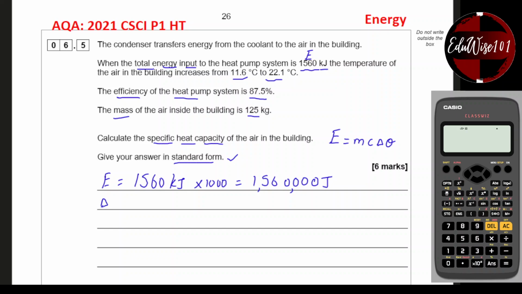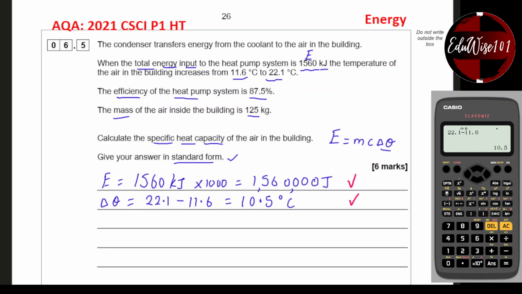Now the temperature change, delta theta, because you need to find the temperature change. That's going from 11.6 to 22.1. So let's find the difference: 22.1 minus 11.6 gives me 10.5. Is that right? 22.1 minus 11.6. Yeah. So 10.5 degrees Celsius. You should automatically get 2 marks just for these two, the conversion and finding the temperature difference.